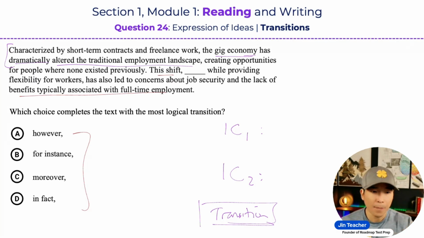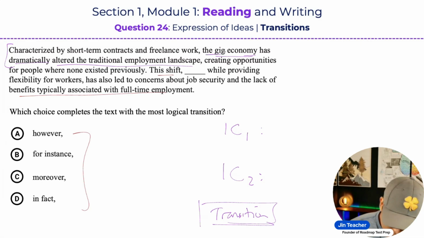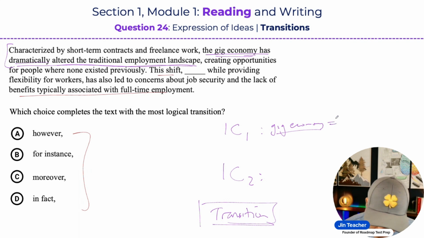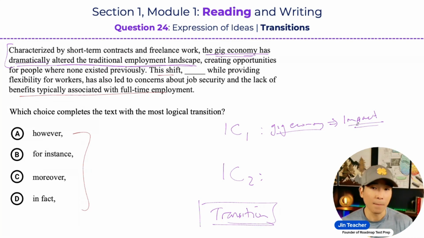Let's understand this, right? And if you are having trouble understanding complex sentences like this, a good tip is to start with the independent clause, right? The independent clause is here: the gig economy has altered the traditional employment landscape. So what is the sentence about? Well, we know it's about the gig economy, and we know that it's about the impact that it had, and is the impact a positive one or a negative one?